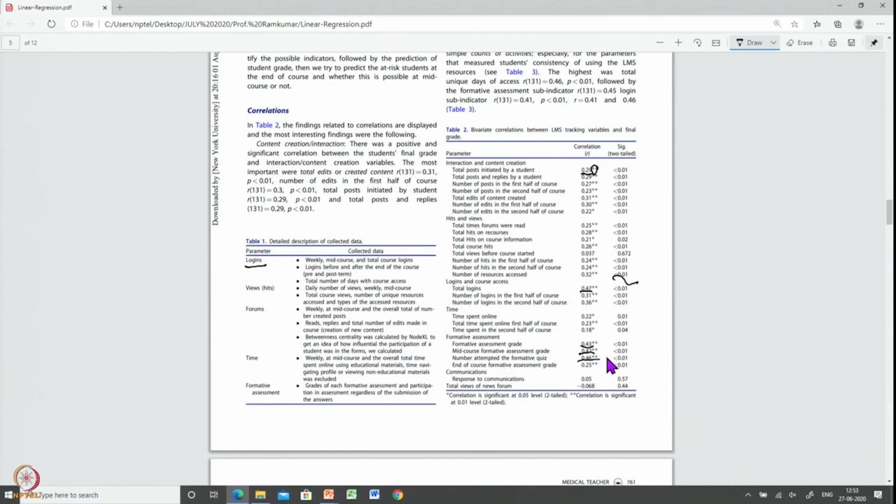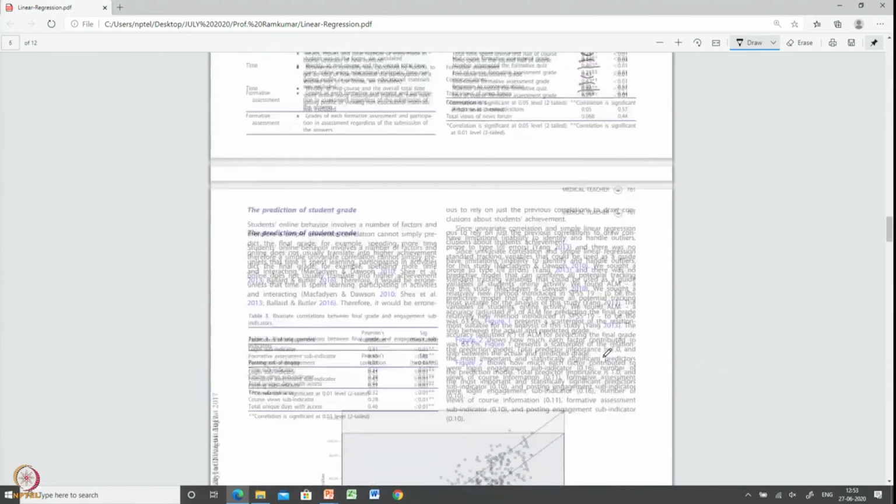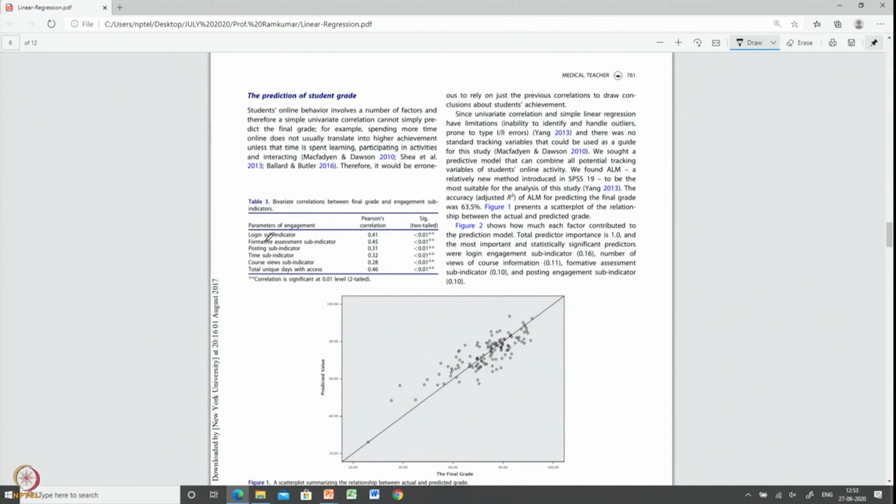So, what they did, they combined these future values; again, this split gave us 6 variables. Let us look at it. They made it into 6 parameters of engagement. See the login indicators, formative assessment, posting, time, course views and total unique days. They made these into 6 variables x1, x2, x3, x4 to x6.